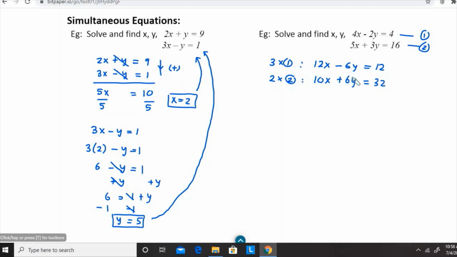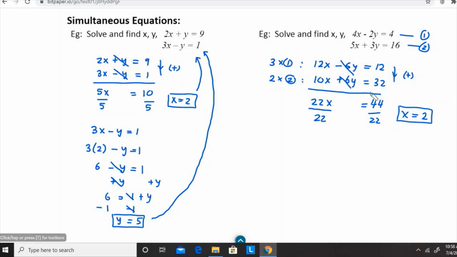Now I have these two equations, and I'll see that there's a minus 6y and a plus 6y. So I'm going to use the method of elimination to simply get rid of the y variable here. I'll add these two equations together, and then I'll have 22x. These two will cancel out, and then I'll have 44 over here, and then I'll divide the entire expression by 22, and then I'll get x equals 2 as one of the solutions.